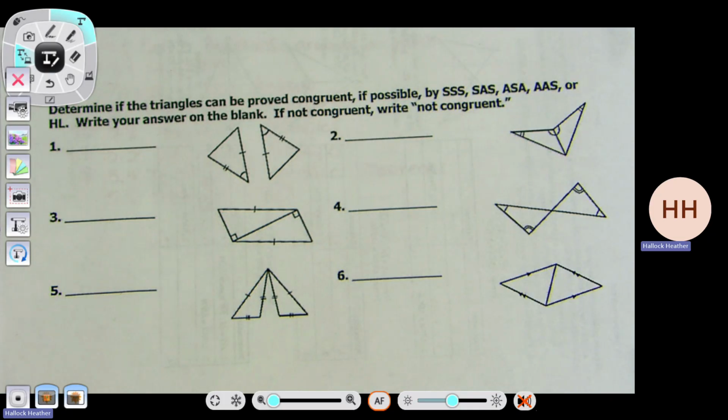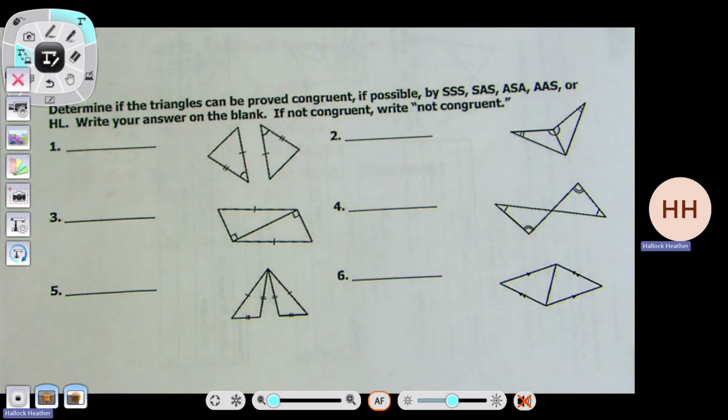Since it's SAS, you don't see 2 angles, you see 1 angle and a side. Anytime the box is like that, hypotenuse leg.